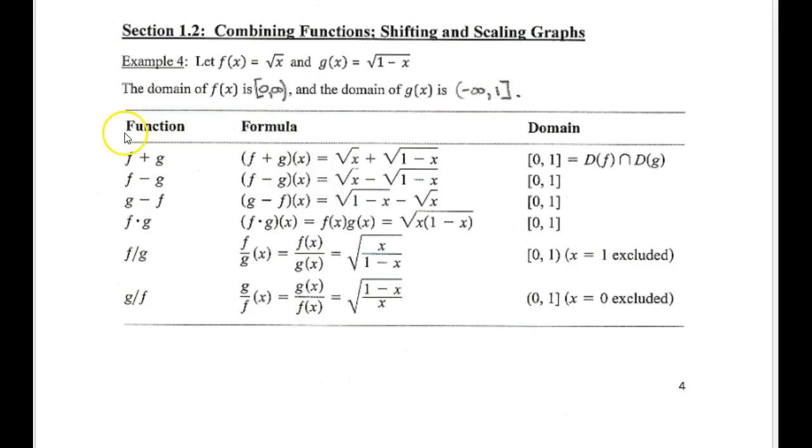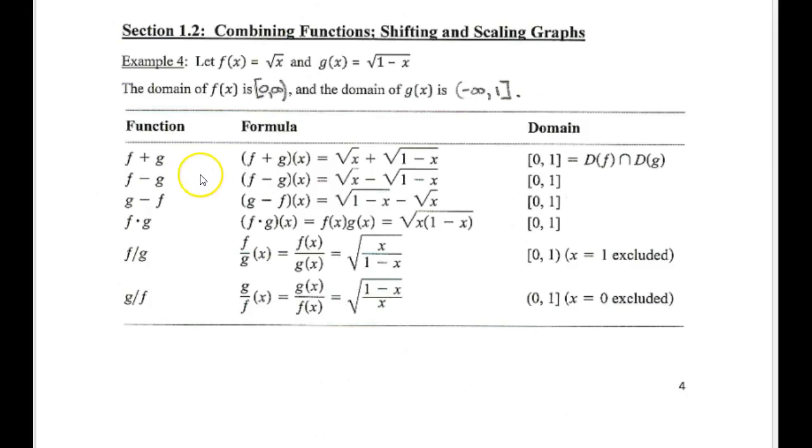Now when you want to think about combining functions, these are the typical operations. f plus g, f minus g, g minus f, f times g, f divided by g, or g divided by f. The domain of all such operations is the intersection of the domain of f and the domain of g. In other words, where do their domains overlap? The only thing you have to worry about is you can never divide by 0. So in these cases where I'm dividing by g and I'm dividing by f, I cannot include any value of x that would make the denominator be 0.